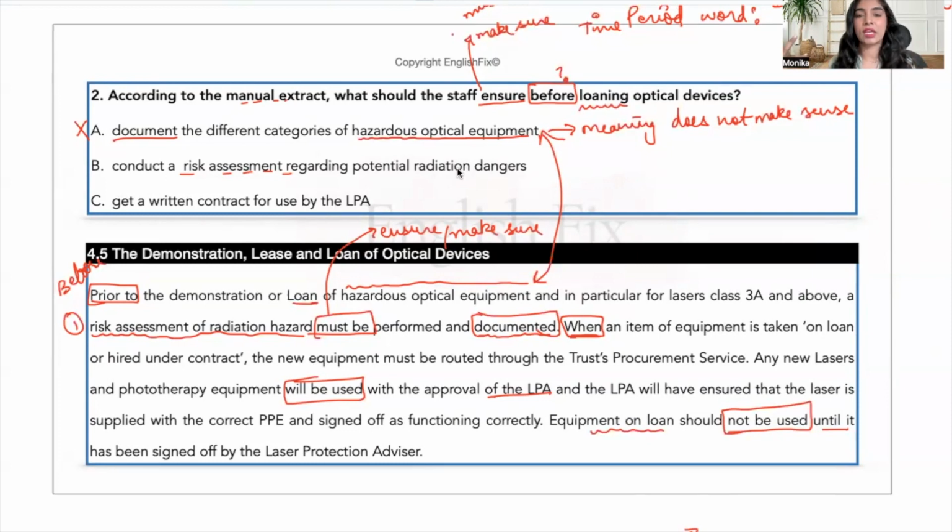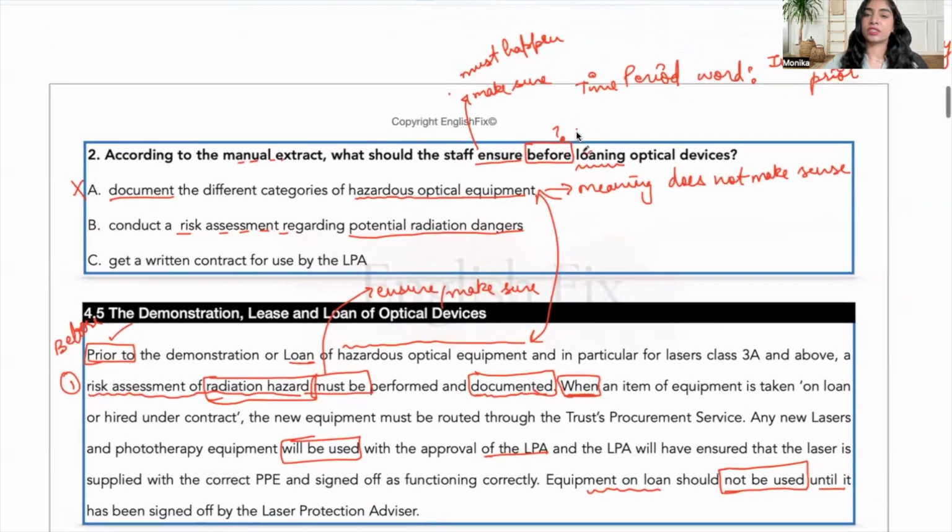Hazardous means that there is a risk that might happen. So a risk of radiation hazard, good for us. The definition of radiation hazard is actually this, the potential radiation dangers. This is the exact definition. This is the exact meaning. They have only paraphrased it, but this is the right thing to say because this happens before. So I've checked this. This is happening before.